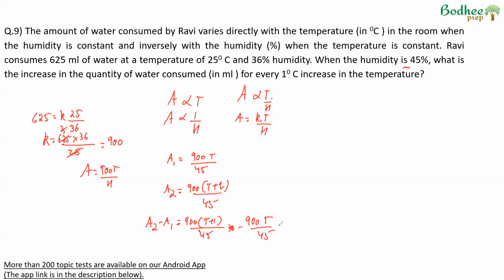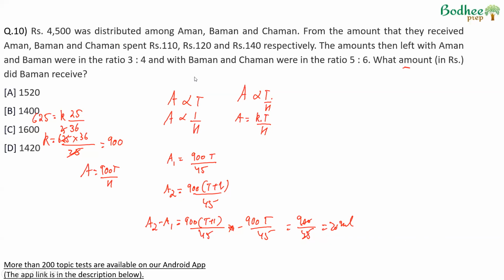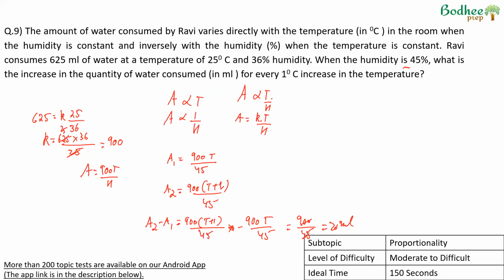T and T get cancelled. Basically, 900 upon 45 becomes common. T plus 1 minus T becomes 1, and therefore the difference of water consumed will simply be 900 upon 45, which will be 20 ml, which is what we started with. So for every increase in the temperature by 1 degree C, the water consumed will increase by 20 ml.